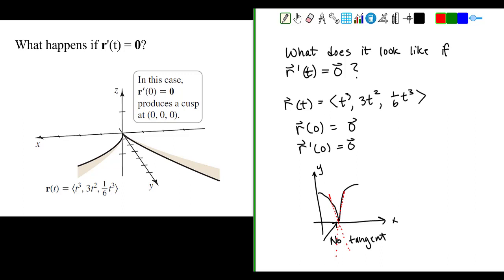So at that point, we would say that this function is not differentiable if we are in our beginning calculus class. And the same thing here, we would say that our vector function is not differentiable at that point.